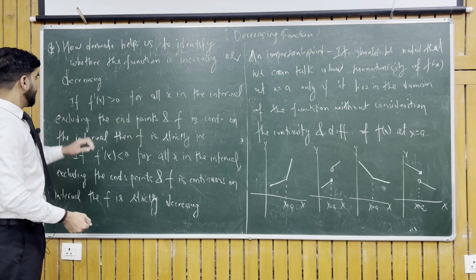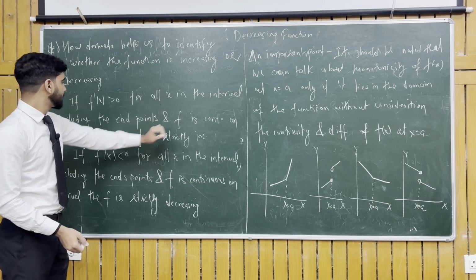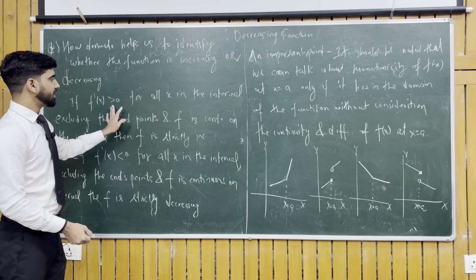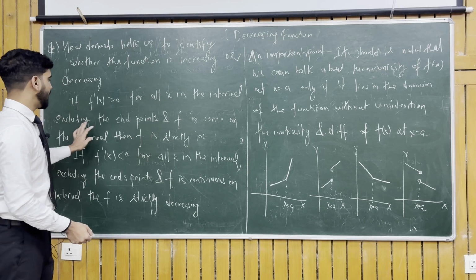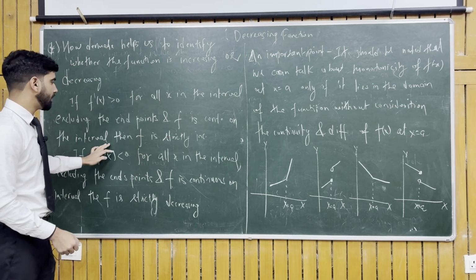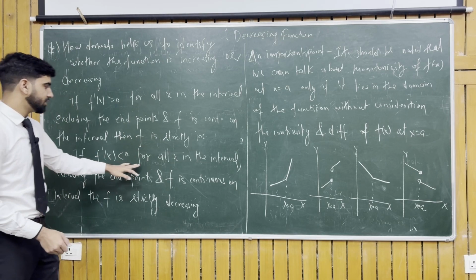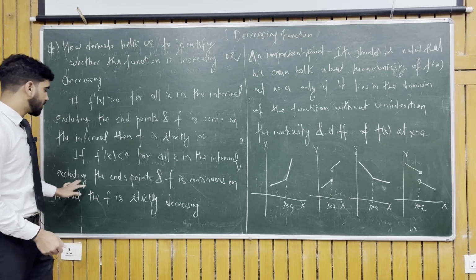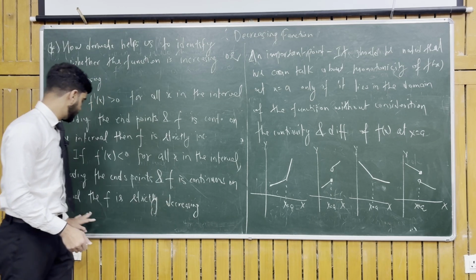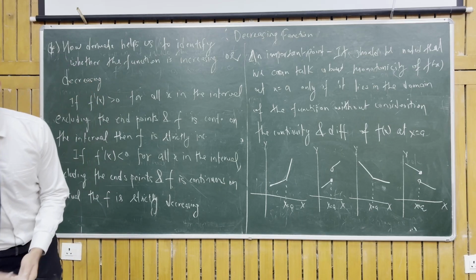The theorem states that if f dash x is greater than 0 for all x in the interval excluding the endpoint, and f is continuous on the interval, then f is strictly increasing. Similarly, if f dash x is less than 0 for all x in the interval excluding the endpoints, and f is continuous on the interval, then f is strictly decreasing function.